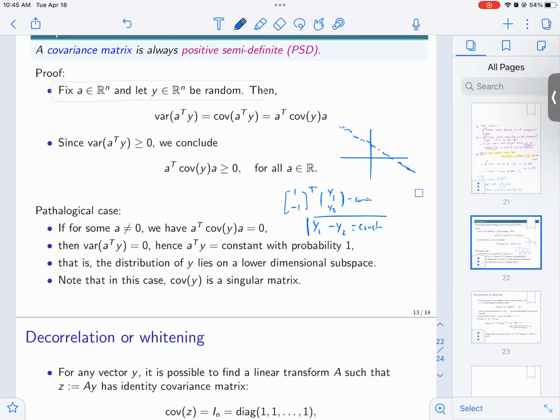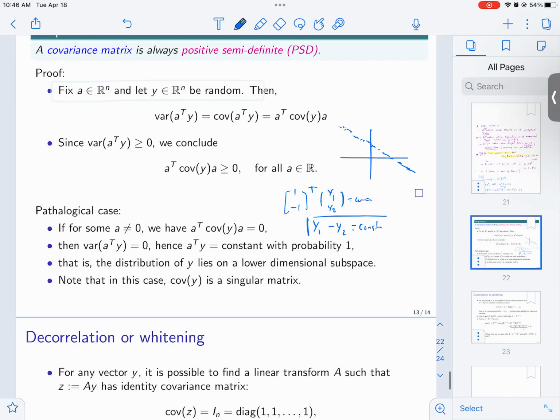This is also equivalent to the covariance being singular, not invertible, or one of the eigenvalues being 0. If all the eigenvalues are positive, this can't happen. The covariance can be inverted, so it is non-singular. If the covariance is singular, which means one of the eigenvalues is 0, then there is a direction such that this holds. That direction corresponds to the eigenvector of the 0 eigenvalue. You have a constraint like this, and the distribution collapses to a lower dimensional subspace.